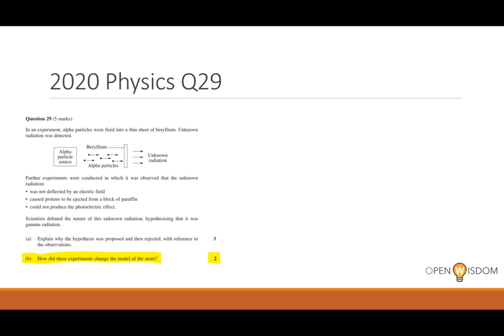So let's move on to part B. How did these experiments change the model of the atom? It's a quick 2-marker, basically asking us what are some of the implications.